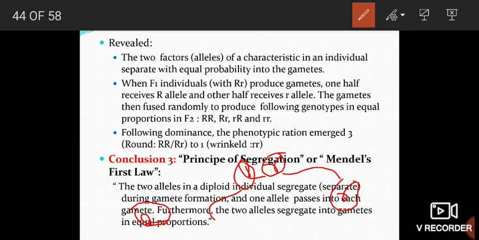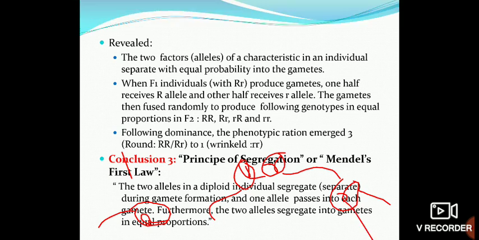Furthermore, the two alleles segregate into gametes in equal proportions. The two alleles that separated, that segregated, will go into gametes in equal proportions. It means 50% of gametes will carry capital R, and 50% of gametes will carry small r. This is the principle of segregation, or better to say, the law of segregation.